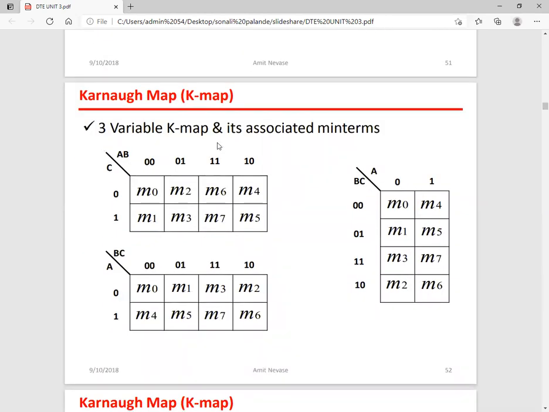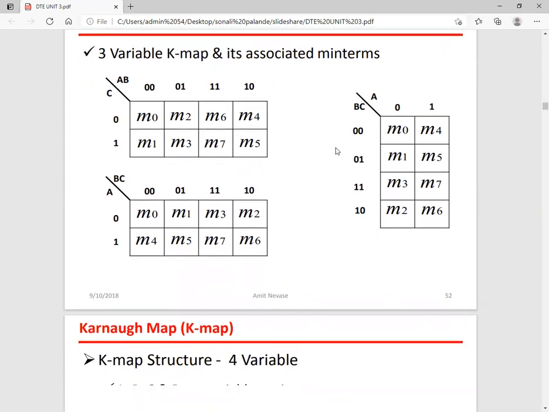3-variable Kmap and its associated minterms. If A is equal to 0, B is equal to 0 and C is equal to 0, that is M0. A is equal to 0, B is equal to 1 and C is equal to 0, that is M2. Likewise these values are there.